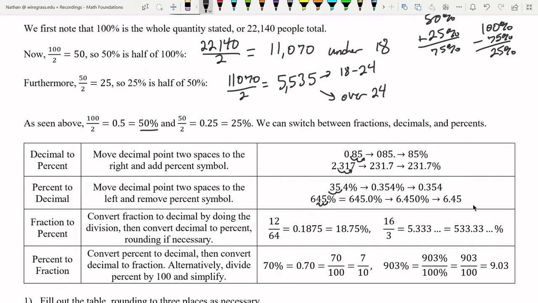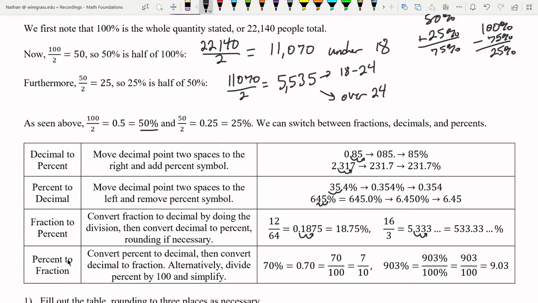Now, fraction to percent, we need to first convert the fraction to a decimal, and then we just talked about decimal to a percent. So 12 over 64 is this as a decimal. 1, 2 spaces, and I get 18.75%. This as a decimal is 5.333 repeating. So 2 spaces, 1, 2, I get 533.333%. It's going to continue on indefinitely, so you're probably going to want to round that percentage.